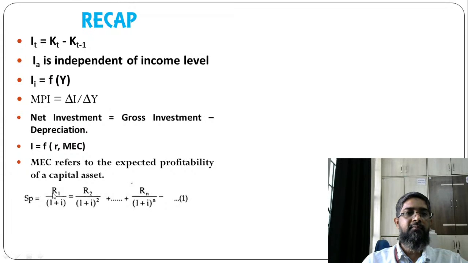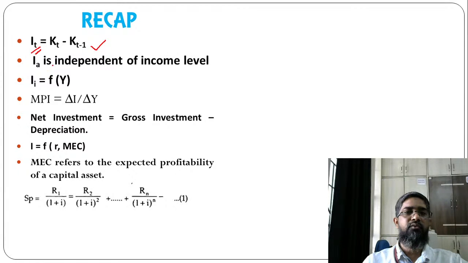So I'm just taking a recap of what we did in the last class yesterday. Some of you pointed out about this MEC. So this we did about how to measure investment. Investment at time period T can be measured with the help of K_t minus K_(t-1), right?